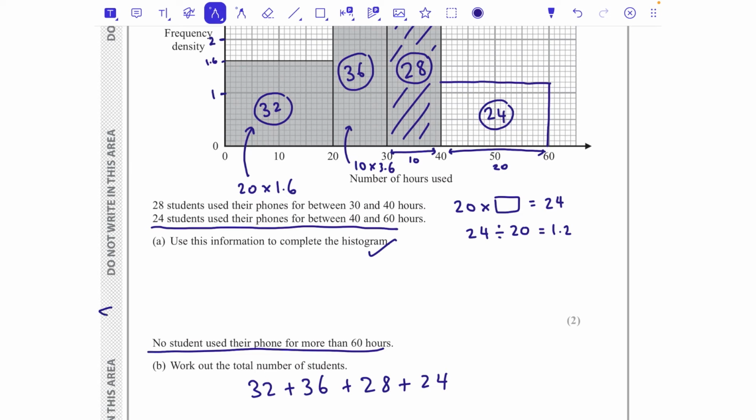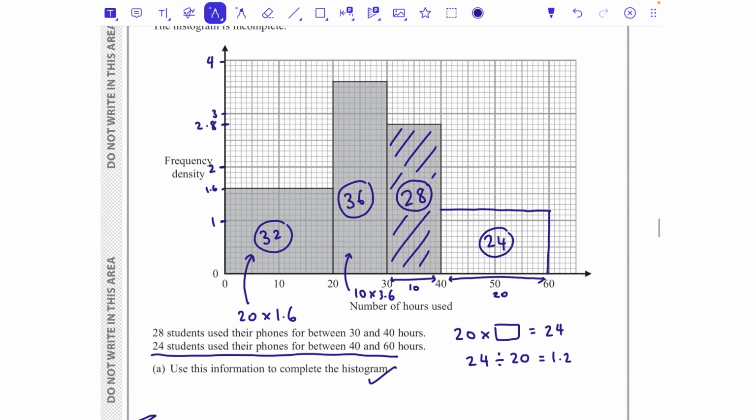Absolutely nothing wrong with using your calculator for that. 32, add 36, add 28, add 24. You might as well use it, and that is 120 students. 120 students in that survey, or that they asked in total.